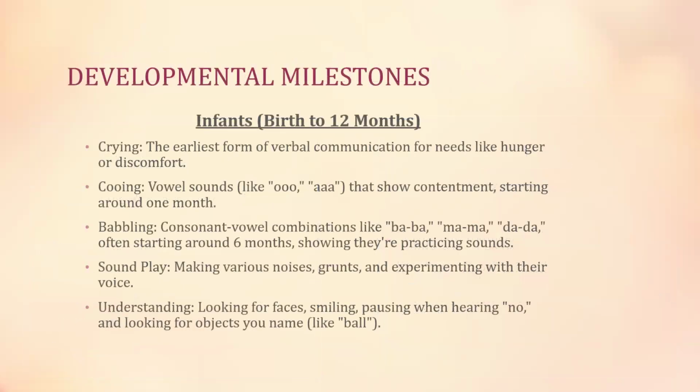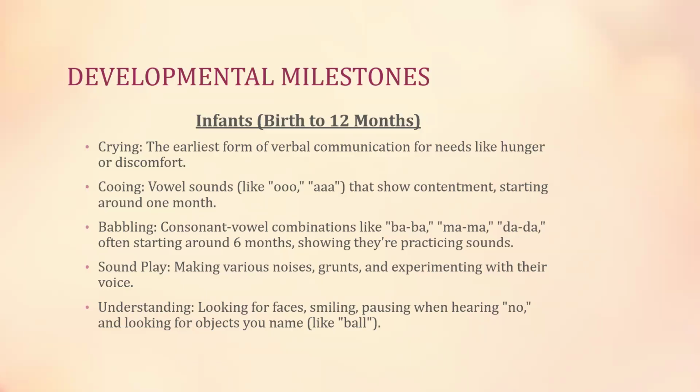Developmental milestones for infants. This includes children between the age range of birth to 12 months. Children at this age range should be crying. This is the earliest form of verbal communication for needs like hunger or discomfort. Children at this stage should be cooing, making vowel sounds like ooh and ah that show contentment, starting around 1 month.